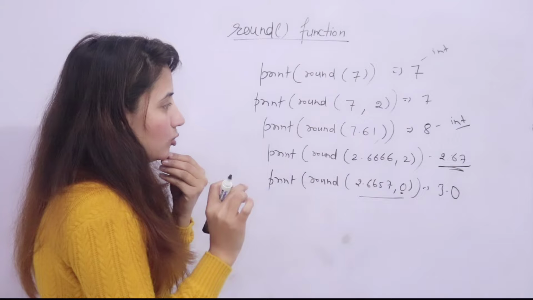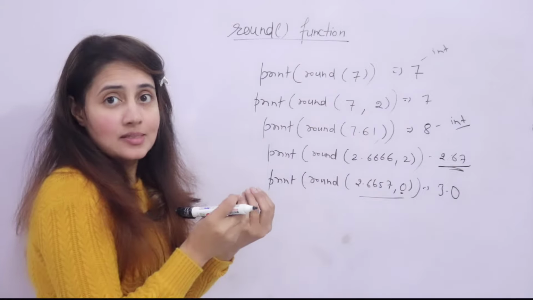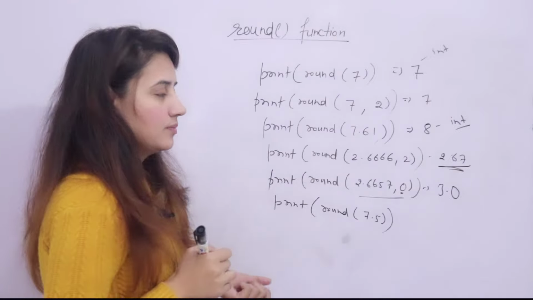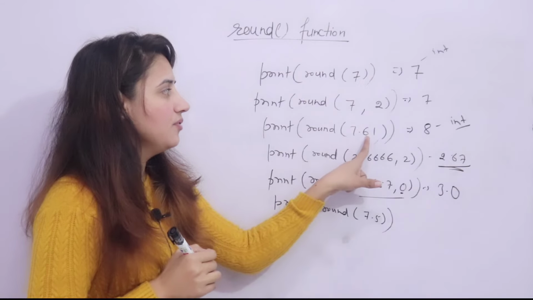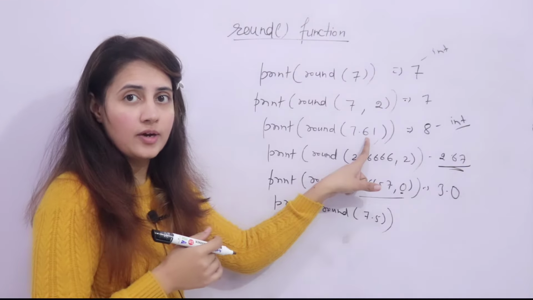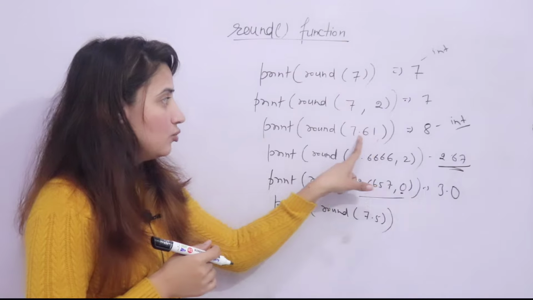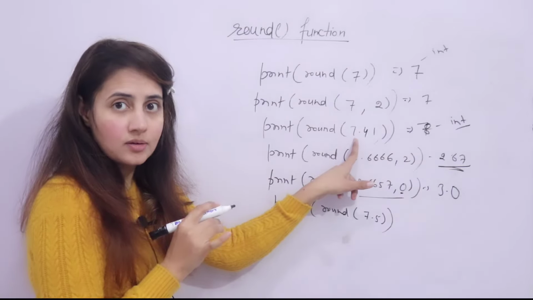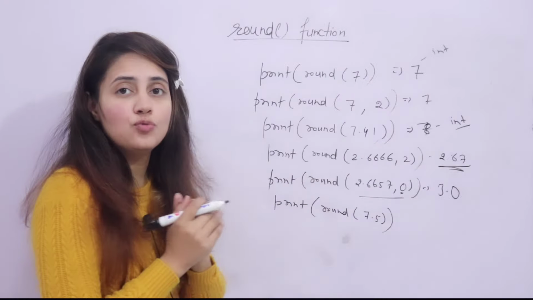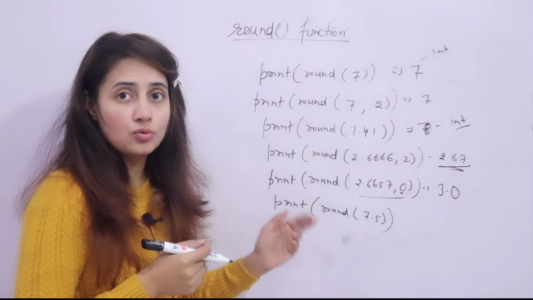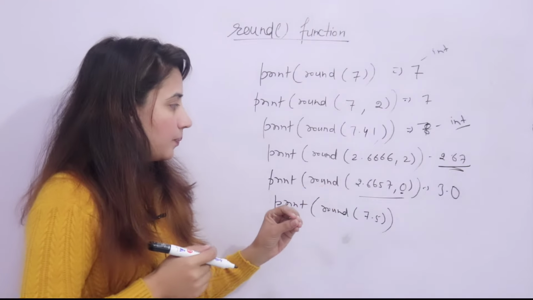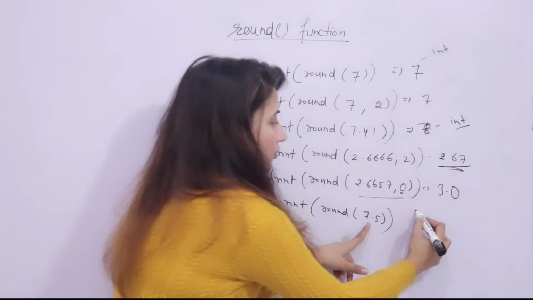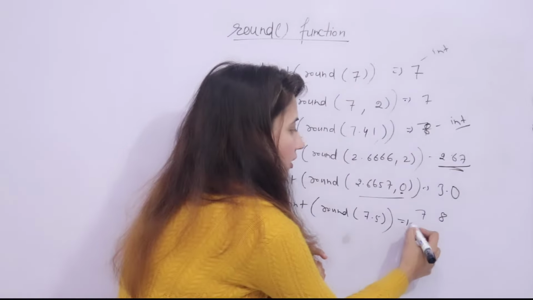Now there are some special cases also, like tie breaking cases. If I have something like print round 7.5, we have seen that if this value is greater than 5, then plus 1 would be added to the final result. Here it's 7, so 1 would be added, because the nearest integer is 8, not 7. If this is 7.41, it will give 7, because the nearest integer is 7, right? But if the value is exactly 5, in that case what will it return? It can return 8 or 7, so two cases are there. For tie breaking, Python returns the nearest even integer. So for 7.5, either 7 or 8, but the even one is 8, so in this case it will return 8.